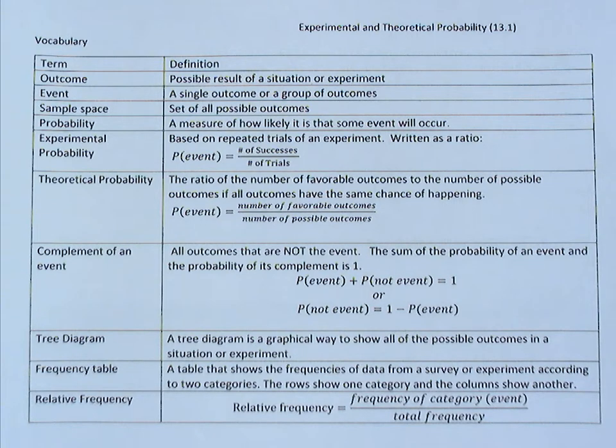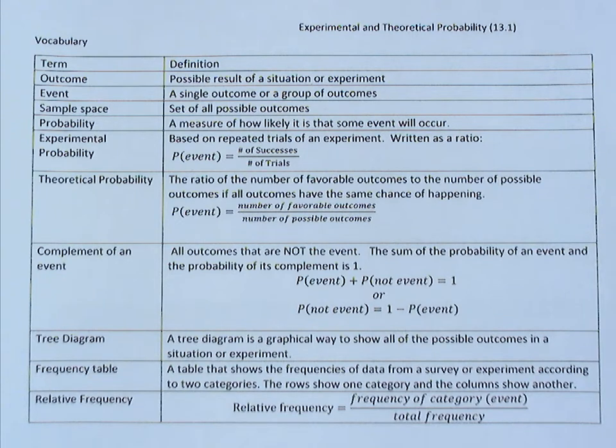So if I'm pitching a ball, the outcomes that are possible are a strike or a ball. An event is a single outcome or a group of outcomes. So I can look at one pitch, or I can look at a game of pitching. The sample space is all of the possible outcomes. So in this case, it would be a ball or a strike.